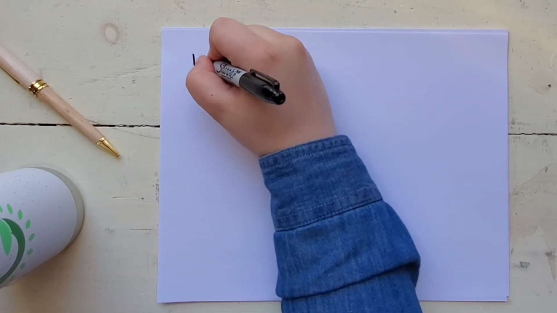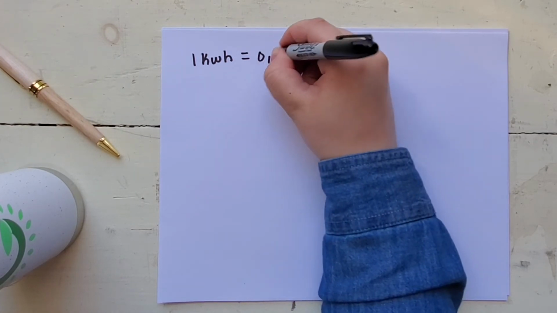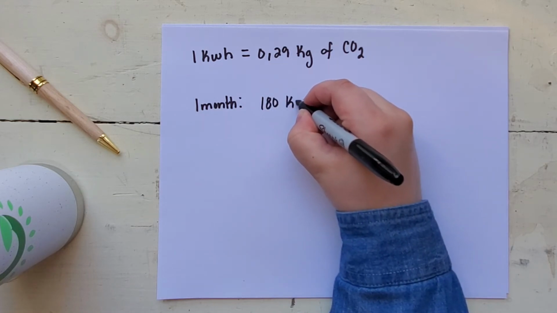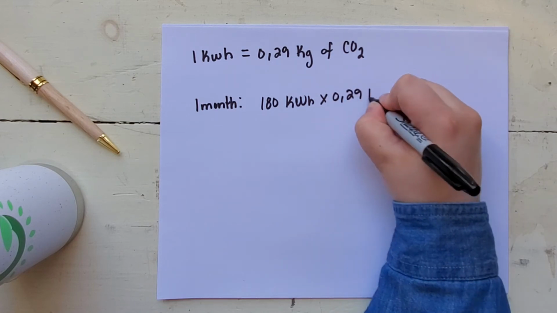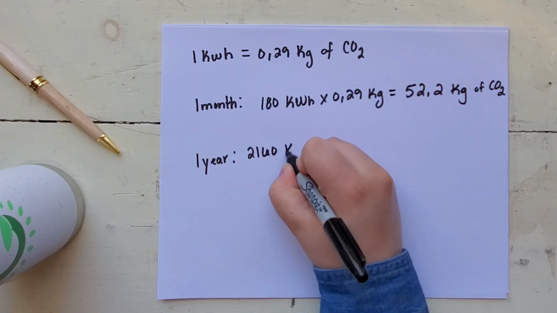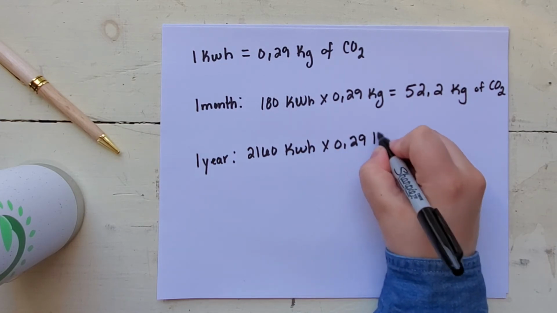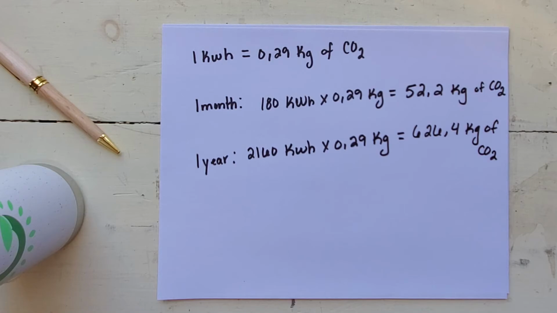What interests me now is knowing the amount of CO2 linked to the use of electricity. I know that 1 kilowatt hour is equal to 0.29 kilograms of CO2. So, 180 kilowatt hours multiplied by 0.29 kilograms is equal to 52.2 kilograms of CO2. And for a year, we have 2,160 kilowatt hours multiplied by 0.29 kilograms, which gives us 626.4 kilograms of CO2. So this would equal out to roughly 2,160 cartons of milk.